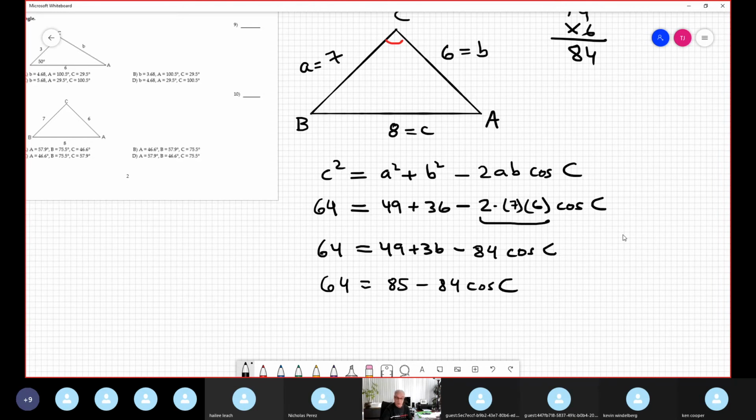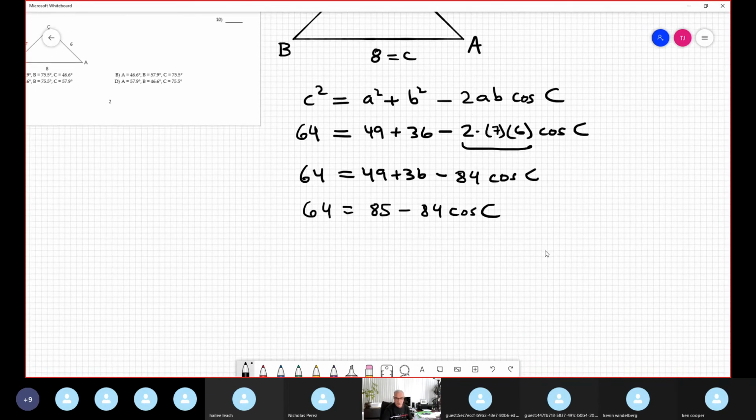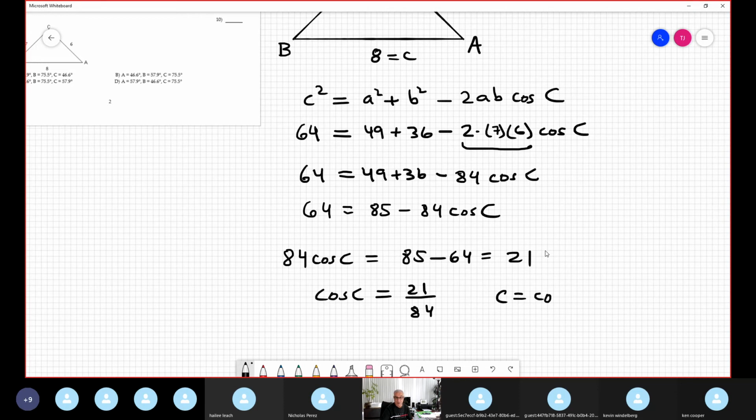And this is easy. It's like a trigonometric equation. I propose you do this manipulation. Look, I move minus 84 cosine C to the left because I want to avoid the negative sign. 85 stays here, minus 64. Now the subtraction is 21. Cosine C is equal to 21 divided by 84. On the calculator, C is cosine inverse of 21 over 84. Boom, I get 75.5 degrees. This is angle C.